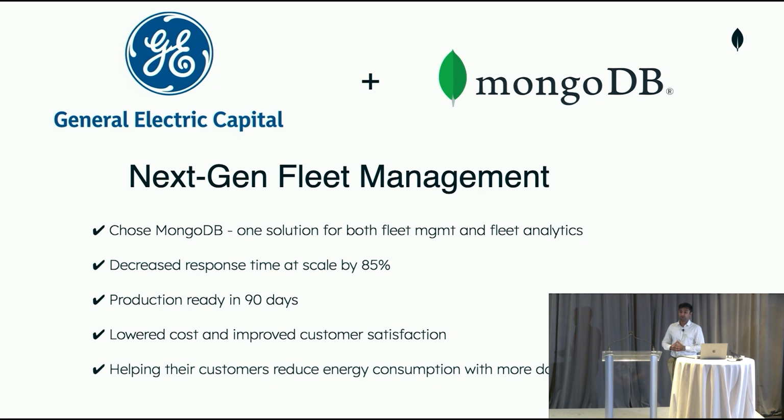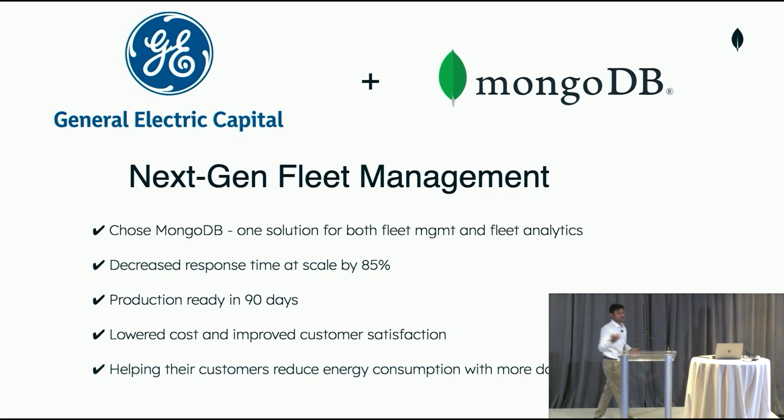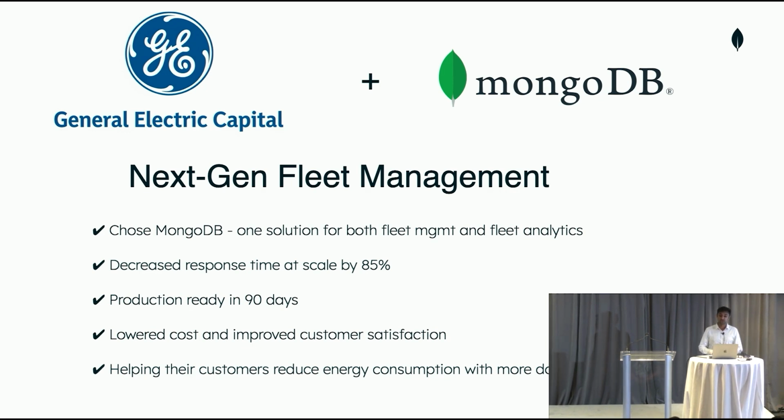So GE Capital partnered with Mongo to modernize their fleet management and analytics platform. They chose MongoDB to replace 2 legacy systems and experienced 85% faster response times. They were production ready in 90 days. And with that, they also were able to target other use cases outside their targeted use case, which was to reduce energy consumption within their fleets, given the extra data insights that they were able to unlock with all the data being in one single rich document.